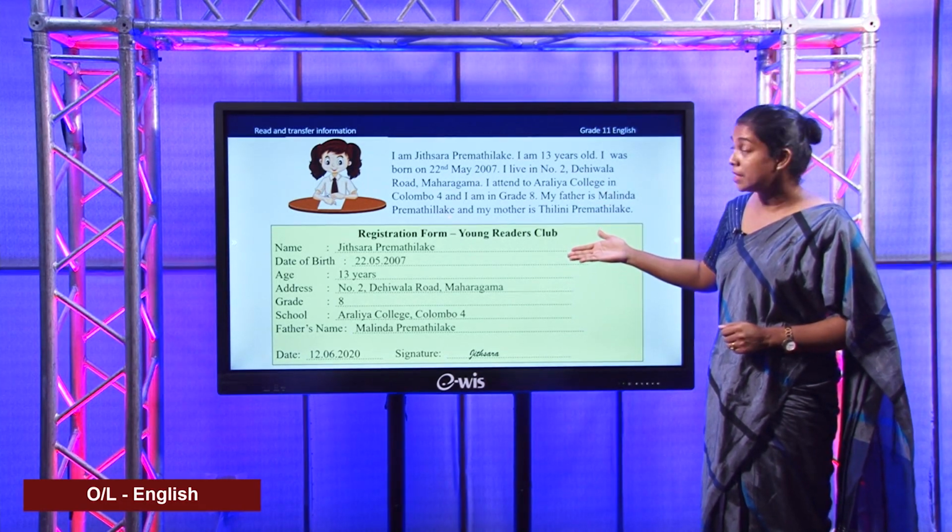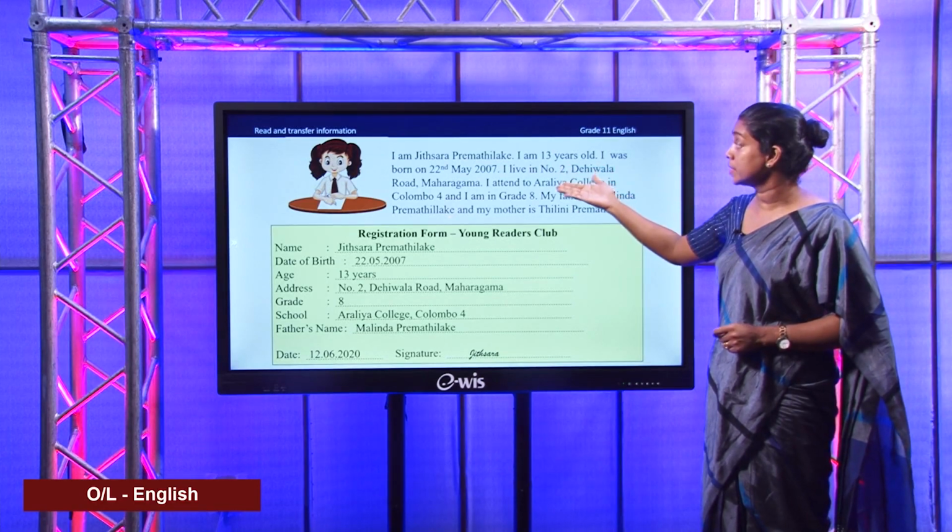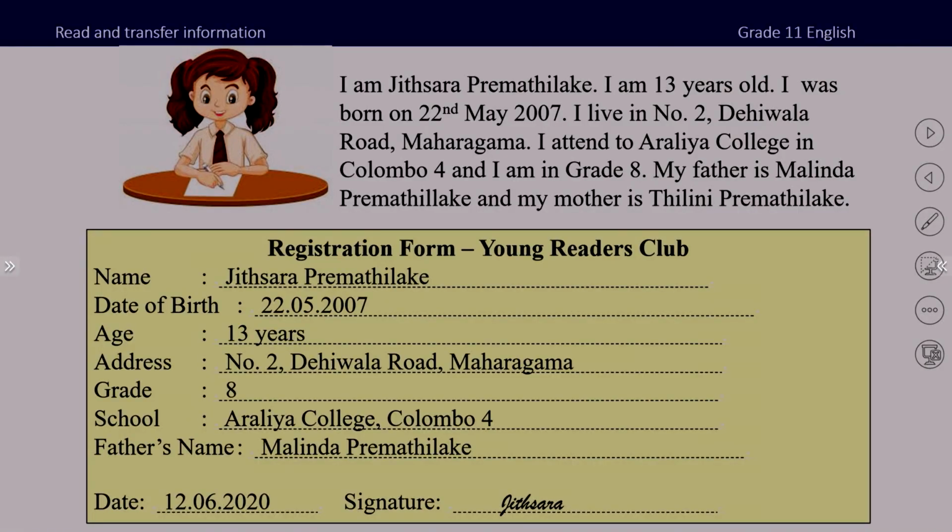Now let's see how the information is transferred from the first format to the second format. The name, Chitsara Prematilaka. Date of birth, you can find it in the first format and in the second format as well. The date of birth, 22nd March 2007.